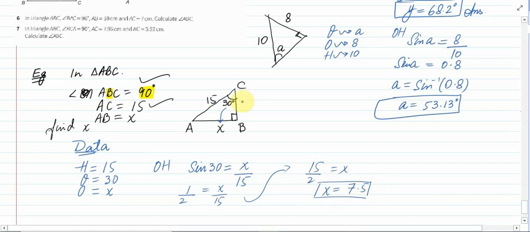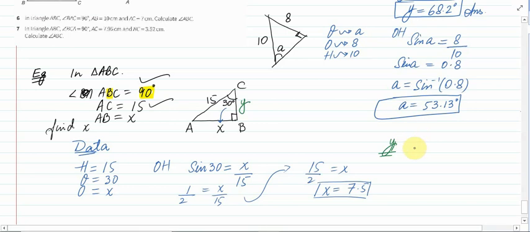Furthermore, if a question says find Y, find Y by yourself, but do it by trigonometry, not by Pythagoras theorem. Although you can do it, I have told you the reason. If your X value is wrong and you use Pythagoras, then your Y value will be wrong as well. So try to find the value of Y by using trigonometry.